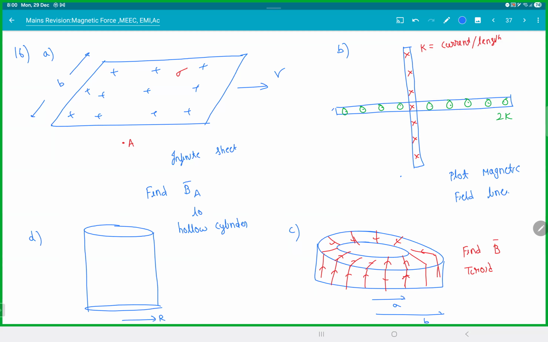A long hollow cylinder of radius R. The entire surface is charged with sigma, and it is rotating with omega. Find the magnetic field due to the cylinder.